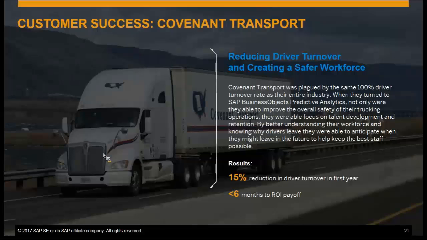Just the way we had interpreted the model, how we found certain information that was driving a certain behavior. Now Covenant is aware of that. They can try to avoid these areas, to keep people longer in employment. And the return on investment that they achieved within the first half year, so it very, very quickly paid for itself.